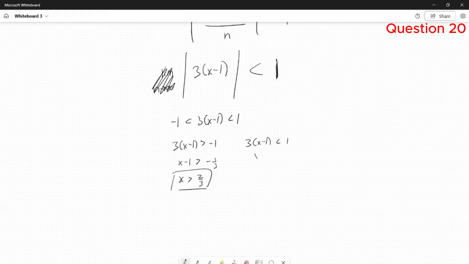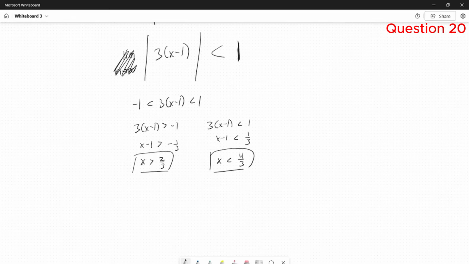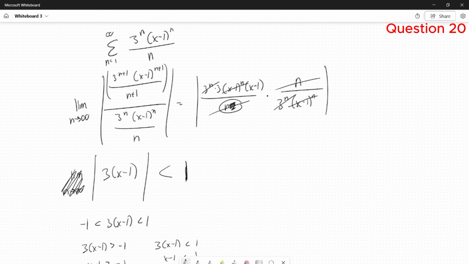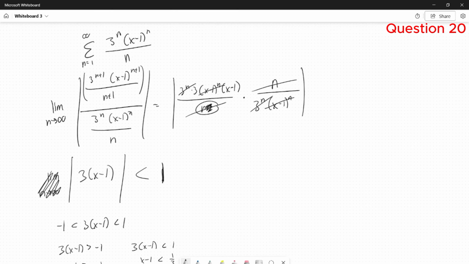Now let's do the same for the other side. x minus 1 must be less than 1/3, so x must be less than 4/3. These are our two bounds. The last thing we need to do is check the endpoints themselves to see whether or not the series converges at the endpoints shown.